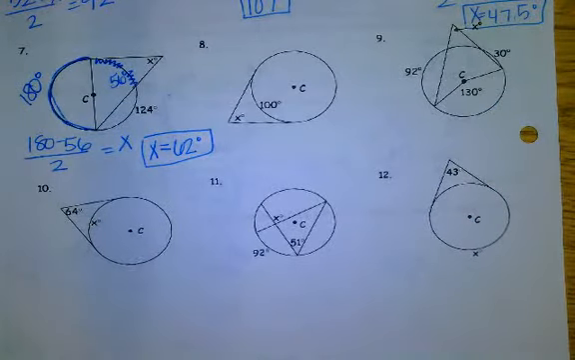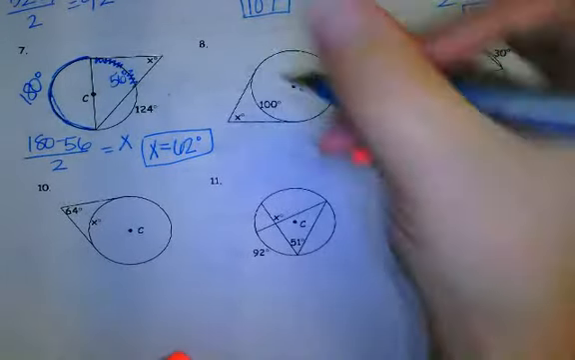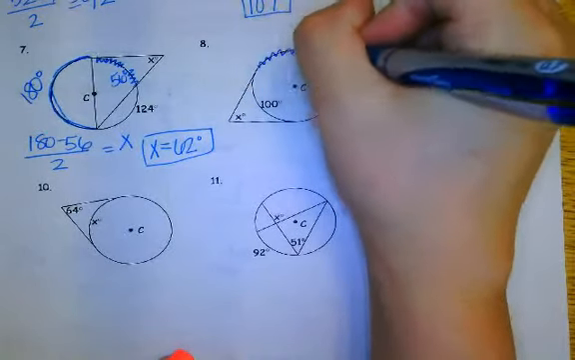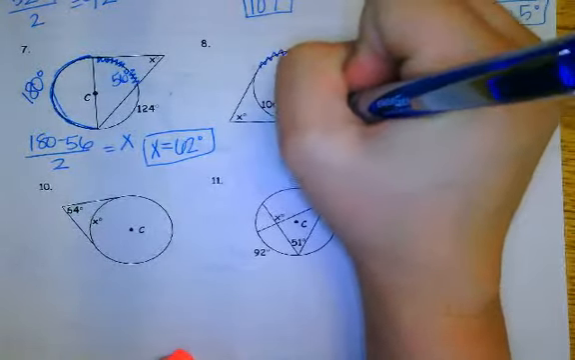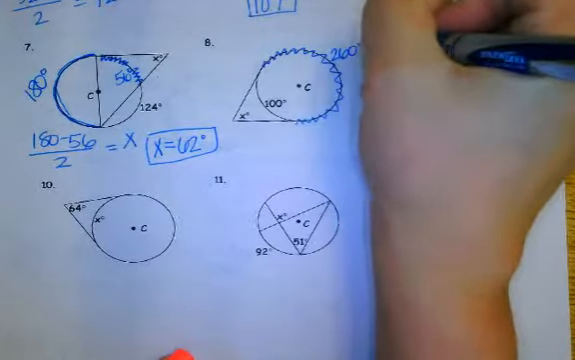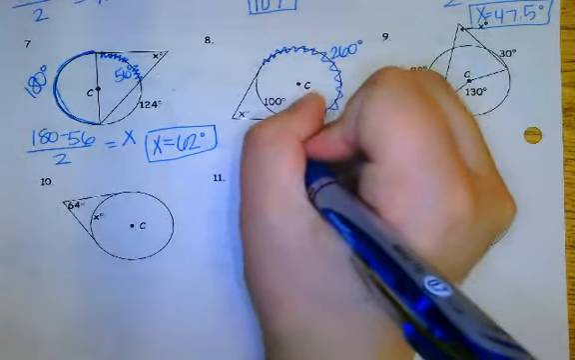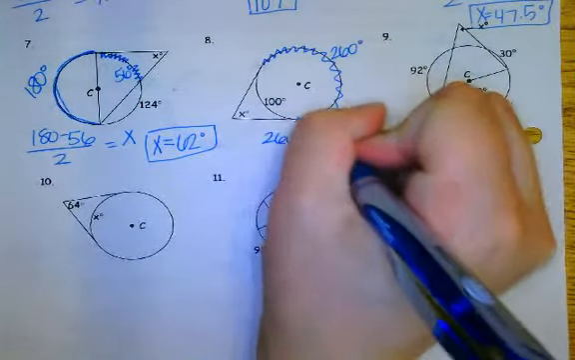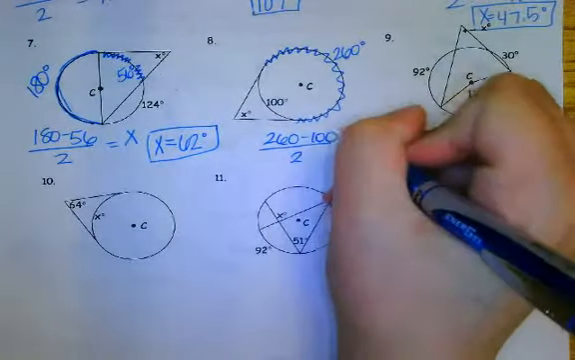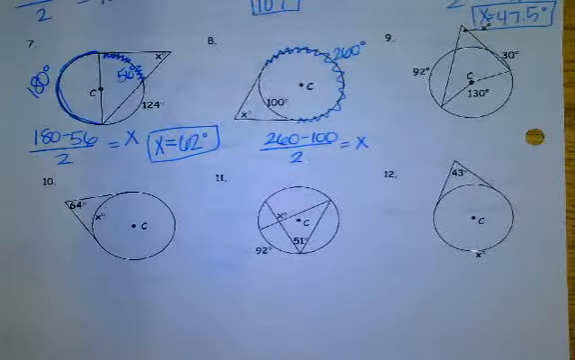Okay, 8: interior, exterior. Exterior, so the arcs are different. Difference. Our one intercepted arc is 100. What is our other? 260. Okay, so how do I solve for x? 260 minus 100 divided by 2. 80 degrees.